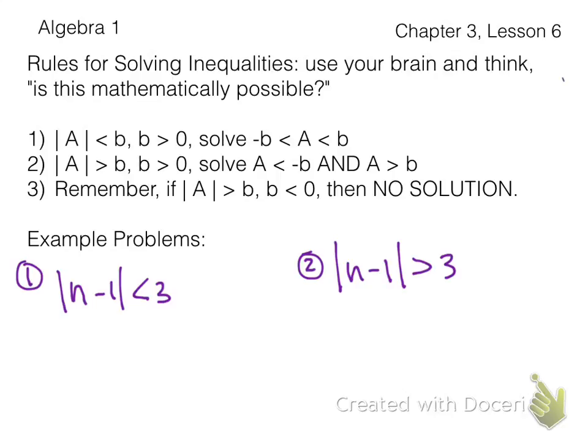Inequalities, all right? Rules for solving inequalities. Use your brain and think, is this mathematically possible? So if you have the absolute value of a and it is less than b, but b is still greater than 0, then a needs to be between negative b and positive b. If the absolute value of a is greater than b, but b is greater than 0, then the answer means that a is going to be less than negative b, and a is going to be greater than b.